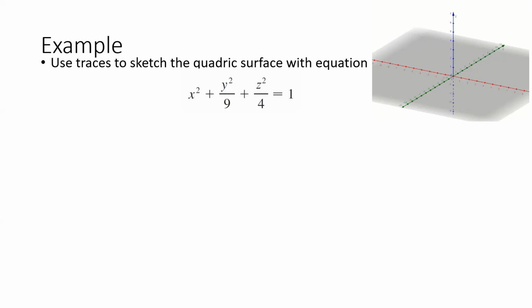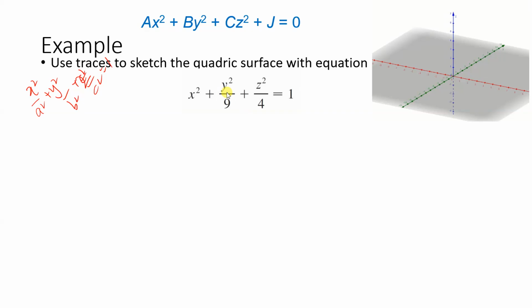So we have the first example: use traces to sketch the quadric surface with equation x square plus y square over 9 plus z square over 4 is equal to 1. So this is the type of equation where all the variables have squared terms. Or you can generalize this form as x square over a square plus y square over b square plus z square over c square is equal to 1. So here a is 1, b is 3, and c is 2.